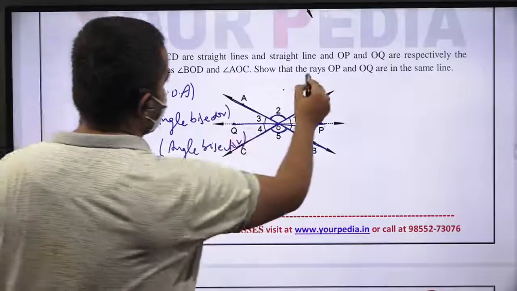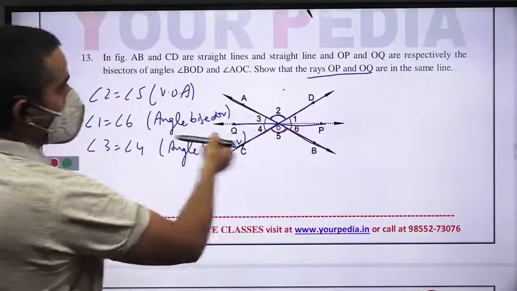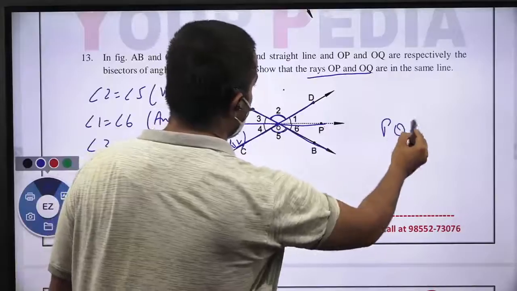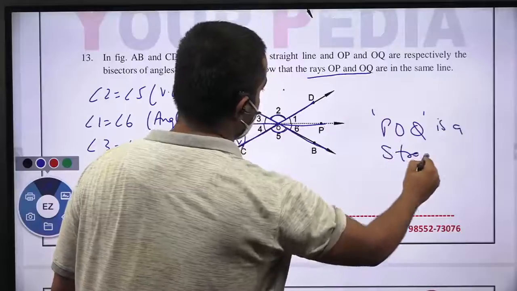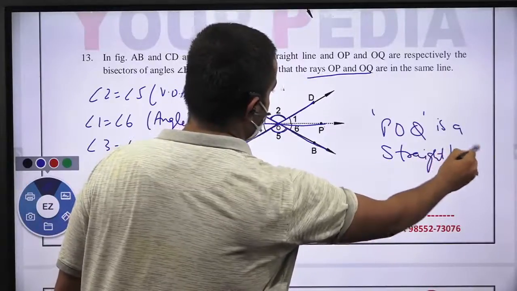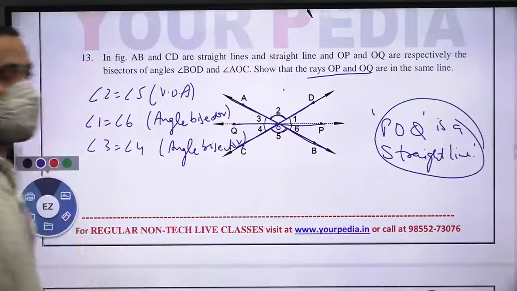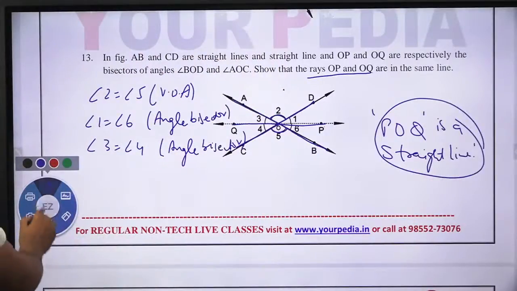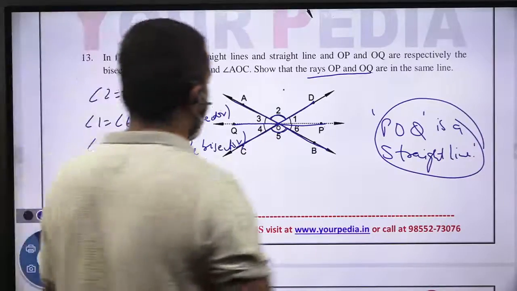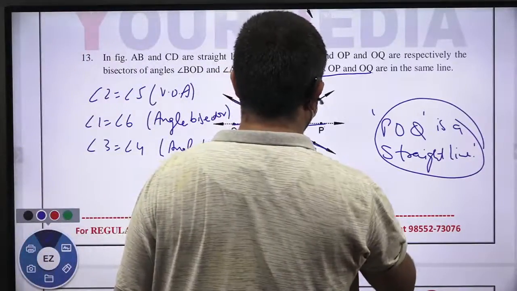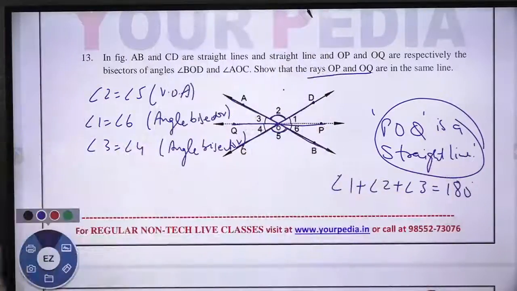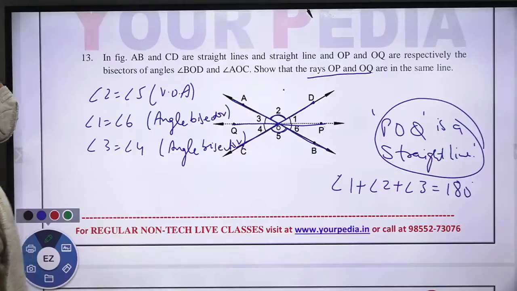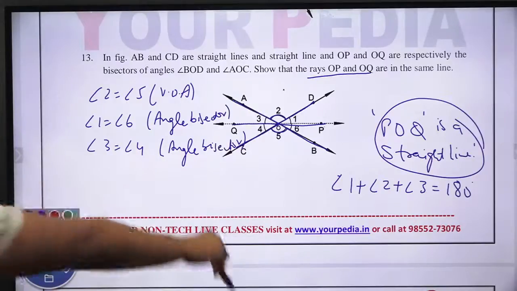So we have to show that the rays OP and OQ are in the same line, or we have to prove POQ is a straight line. This we have to do. If I have to prove a straight line, so that means POQ, if I can prove angle 1 plus angle 2 plus angle 3 is equal to 180. Okay, students, so this I need to prove.